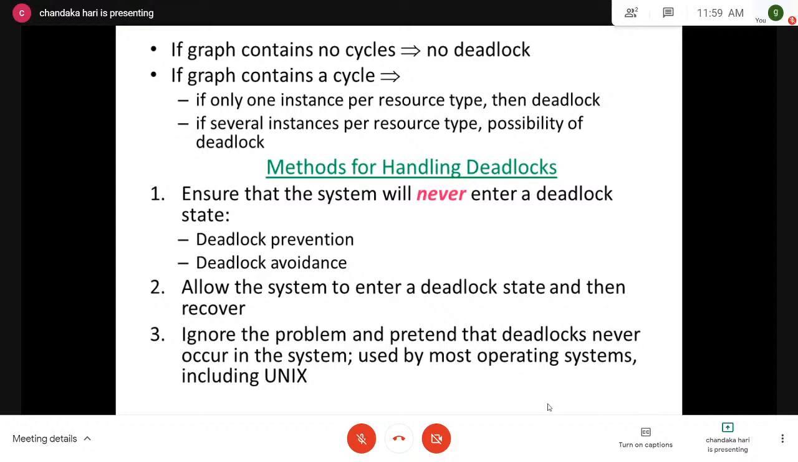What are the necessary conditions which are causing a deadlock? You please try to see that the conditions will never occur in the computer system. That is what deadlock prevention is.